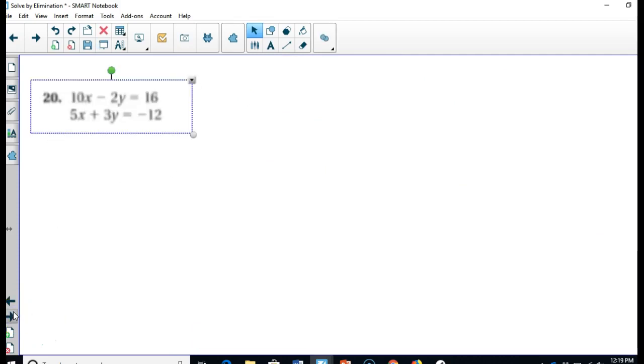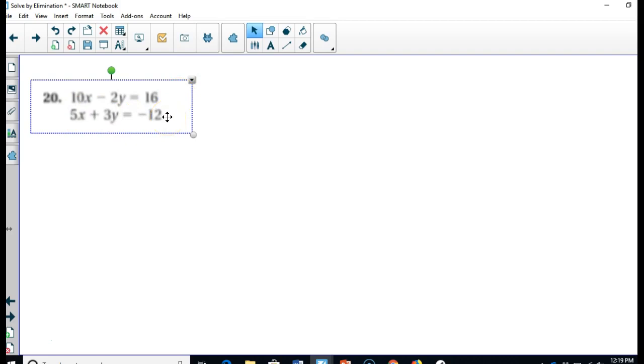Number 20, I'm just going to give you a suggestion. I could eliminate the x's, I could eliminate the y's. If I wanted to eliminate the y's, I would need to multiply the top by what? Hopefully you're thinking if I had 1/2 and 1/3, a common denominator would be 6, so I want these to be 6. So I'd multiply the top equation by 3 and the bottom equation by 2.